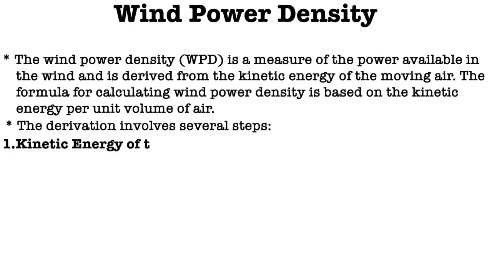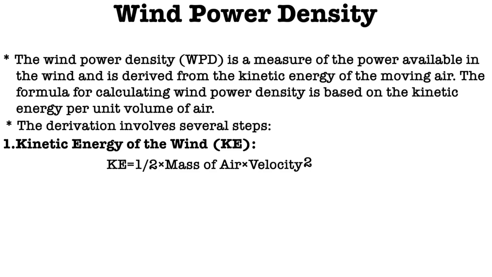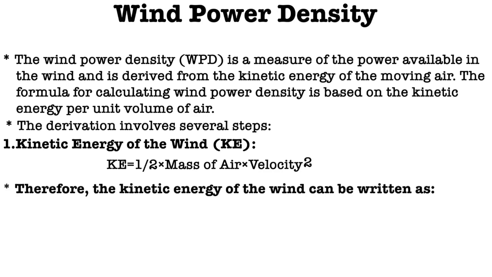First one is kinetic energy of the wind. Kinetic energy is given by 1/2 times mass of air times velocity squared. Therefore, the kinetic energy of the wind can be written as kinetic energy equals 1/2 ρ A d v^2.